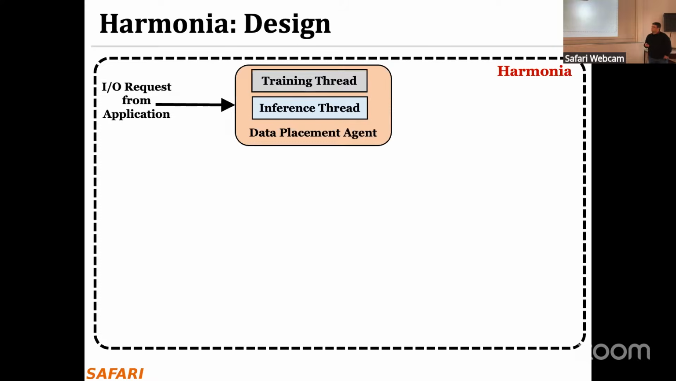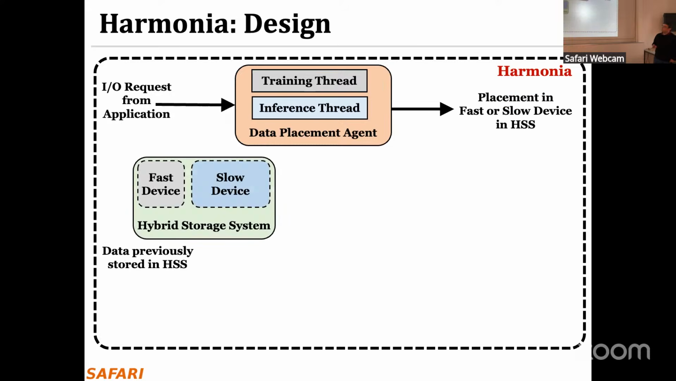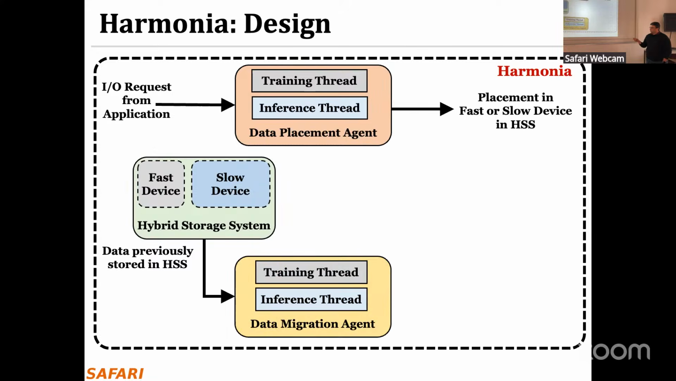In terms of the design of Harmonia itself, every new request that comes from the application, whether a read or a write, goes through the data placement agent, write mostly. It has a two-threaded implementation, and it decides where the placement has to happen. Now, as you run some workloads or place a lot of data, your hybrid storage system has a lot of data in many devices. So we have a data migration agent that looks at the data that was previously stored in the hybrid storage system. Again, this also has a two-threaded implementation, even though it completely runs in the background.